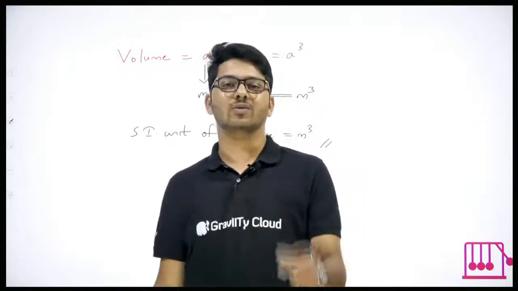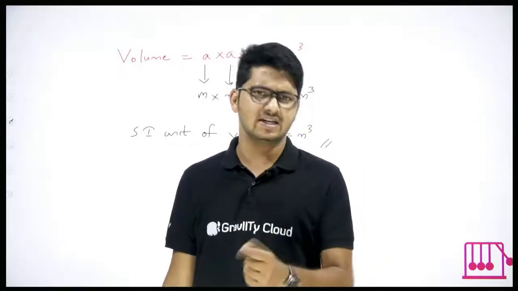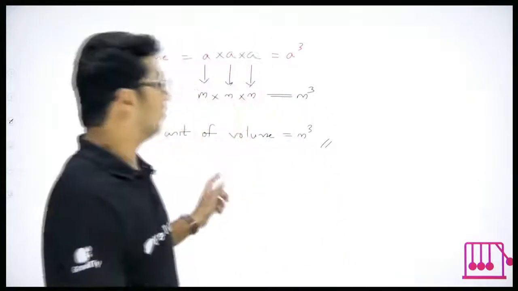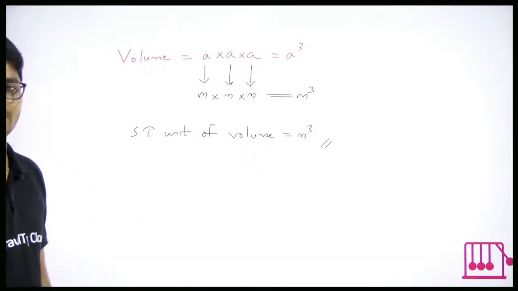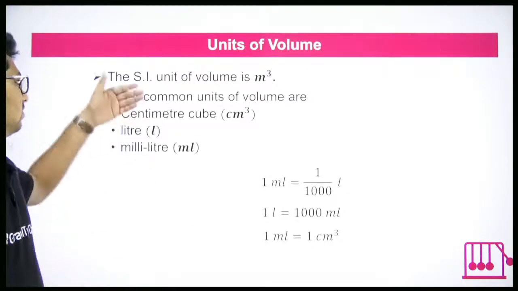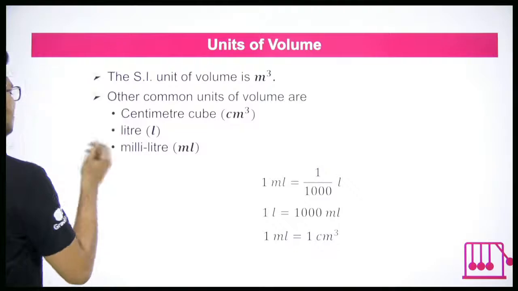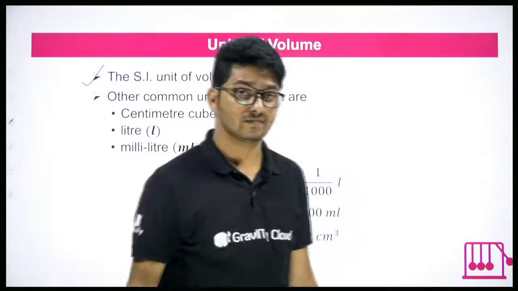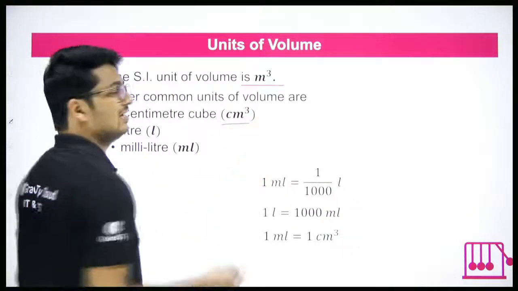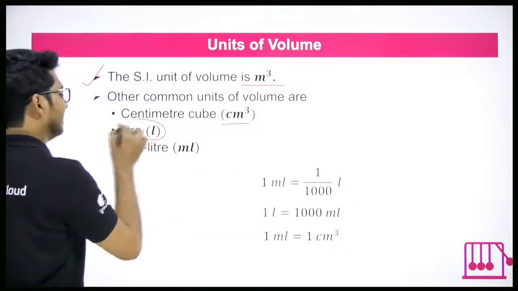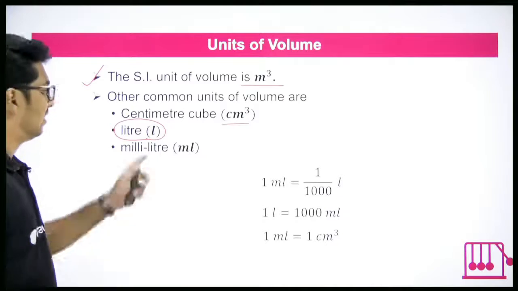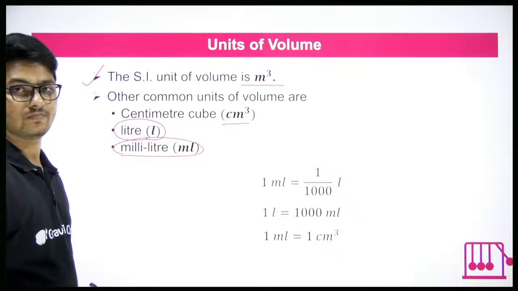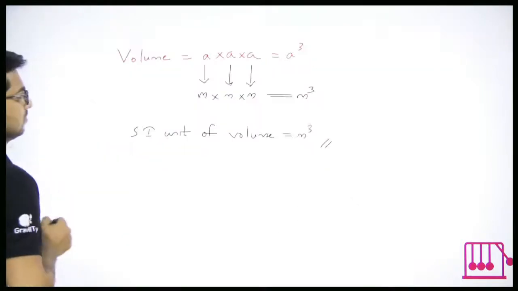Volume of a cube is equal to A cube, where A is the length of one side. And the SI unit of volume is meter cube. Good? Okay, so here we have understood that the SI unit is meter cube. Now there are other units also. Some of them are, you can see, centimeter cube is another unit. Liter, which we discussed at the beginning, is a unit of volume. Then you have milliliter. Let's understand all of them.